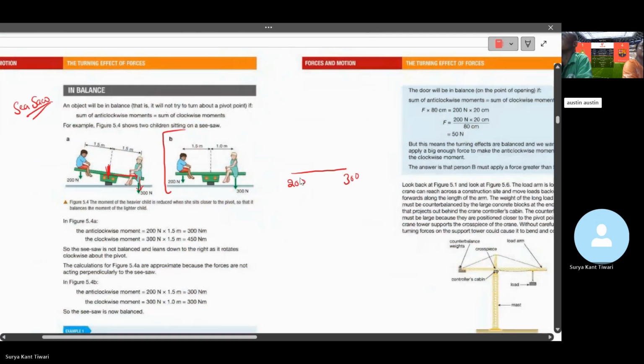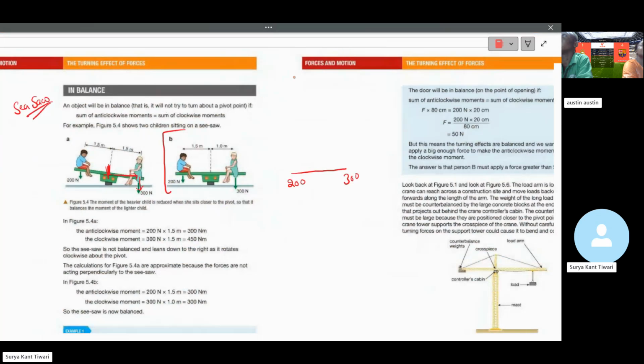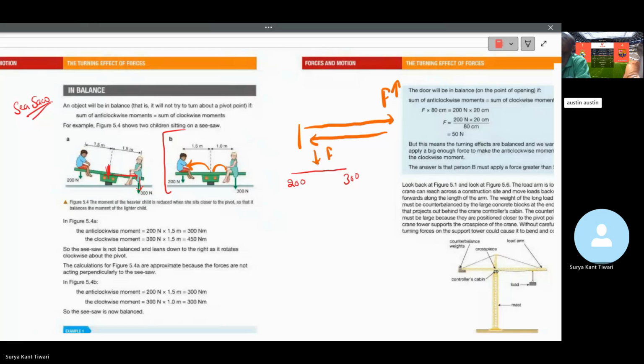Because of the distance. If you sit closer, your force will be less. If you sit away, your force will be more. This is the pivot. If the point goes farther away, its force increases. But if it comes nearer to the pivot, its force decreases.